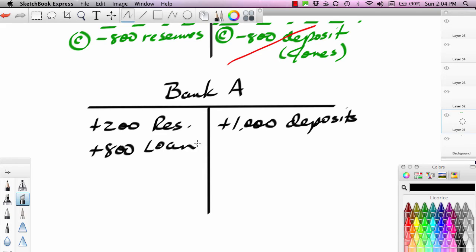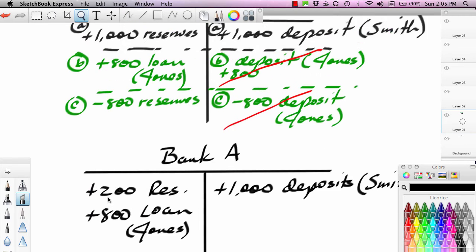And of course, the loan is on the books of the bank as an asset, and that is under Jones's name, and the deposit over here is, no, that's not, is that Jones? Yeah, that's Jones, and then this is Smith. Okay, I got to keep my Joneses and Smiths. Let me again just scroll it up so you can see it.